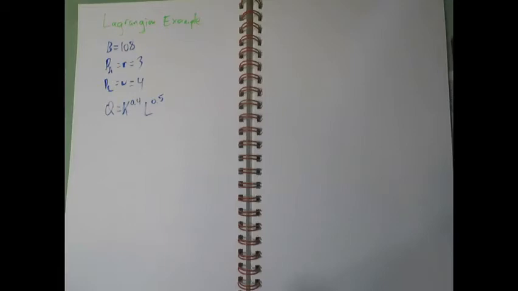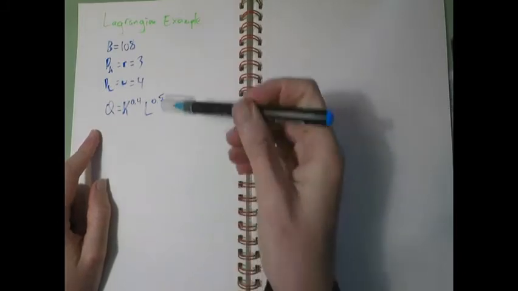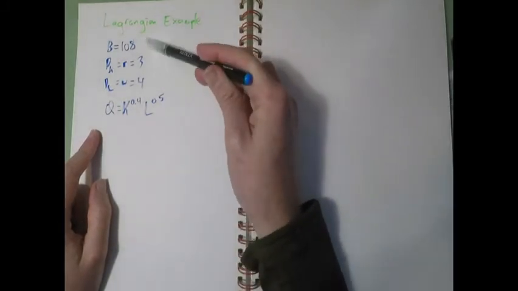Let's take a look at an example of a Lagrangian optimization problem. This is a situation where we have something we want to maximize. In this case, we're going to try and maximize output. So we've got our production function, but we're maximizing subject to a budget constraint.